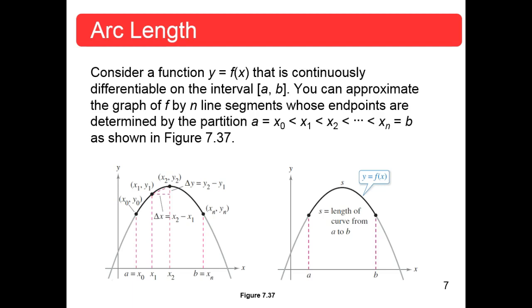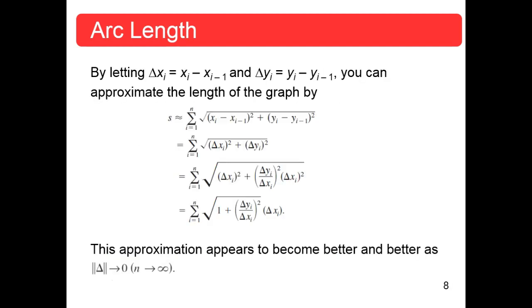Now, obviously, like I said before, that's going to undershoot the arc length, because this is the arc length, y equals f of x from a to b. So that's going to approximate it for us. Now, by letting delta x sub i be x sub i minus x sub i minus 1, and delta y sub i be y sub i minus y sub i minus 1, you can approximate the length of the graph by the summation for i going from 1 to n of the square root of the sum of the differences squared. That's your Pythagorean approximation there.